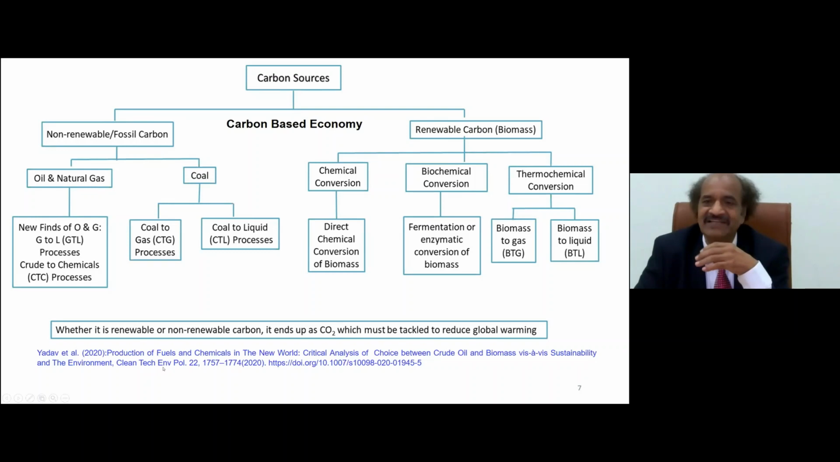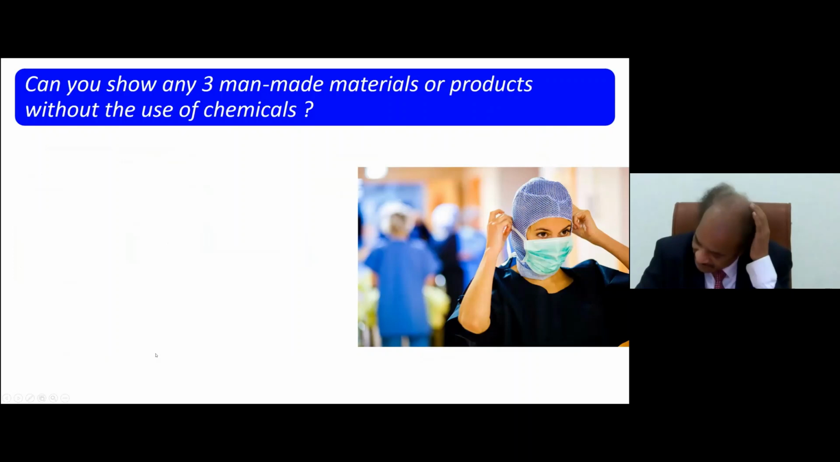So we wrote a very important paper, which was published in September 2020. It is a sort of policy paper. We have taken care of the policies across the world. What I'm trying to tell you is that carbon is a very important source for making materials and chemicals and polymers for that matter, right?